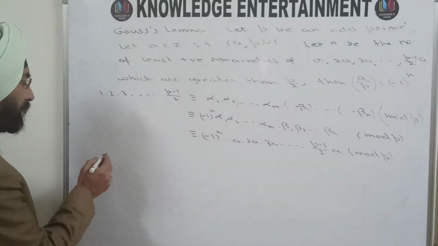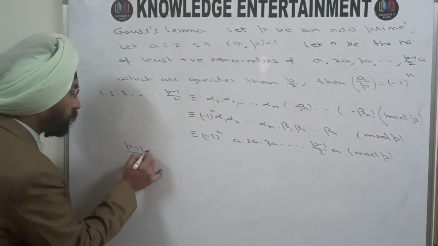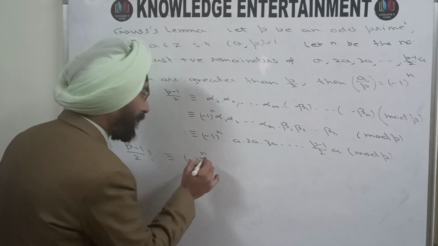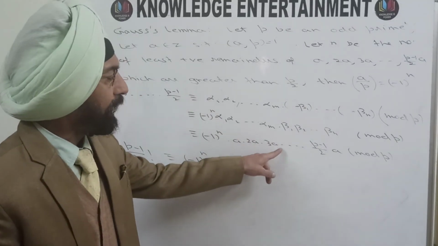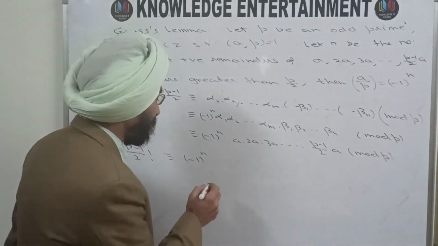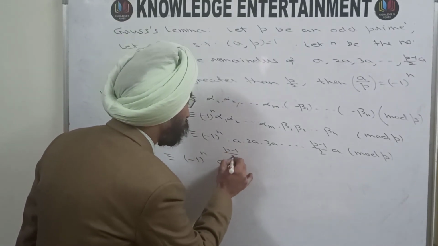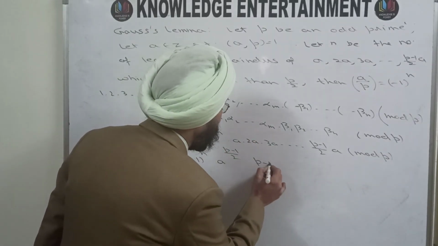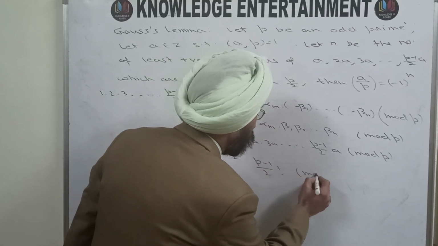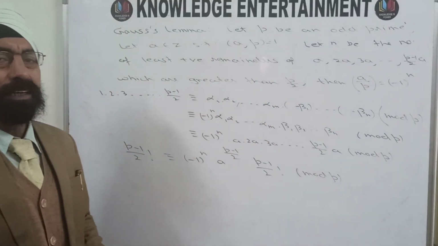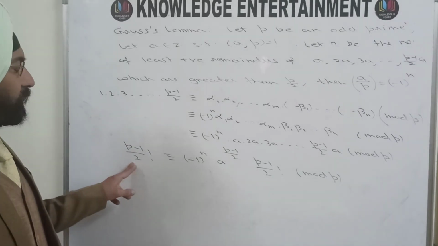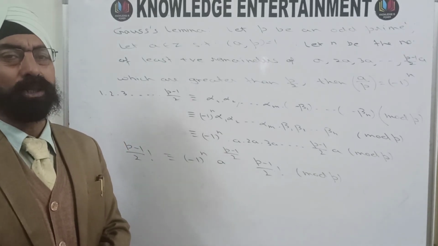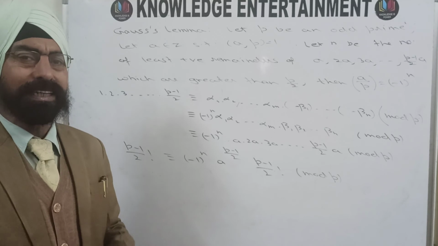your left hand side, ((p-1)/2)!, is congruent to (-1)^n. This a into a into a into a, (p-1)/2 times, is a raised to the power (p-1)/2. And this 1 into 2 into 3 up to (p-1)/2 is ((p-1)/2)! modulo p. Once again, note that GCD of ((p-1)/2)! and p is 1, because no factor of ((p-1)/2)! is divisible by p.